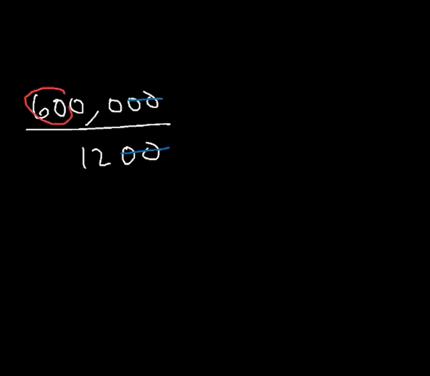Now what about 600,000 divided by 1,200? So let's cancel the zeros. We can cancel two zeros. And if we divide 60 by 12, we get 5, since 5 times 12 is 60. Now there's two zeros remaining that we didn't account for, so we're going to add those two zeros here. So therefore, 600,000 divided by 1,200 is 500.